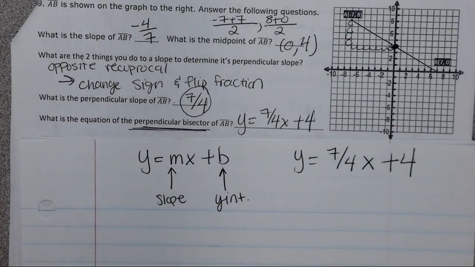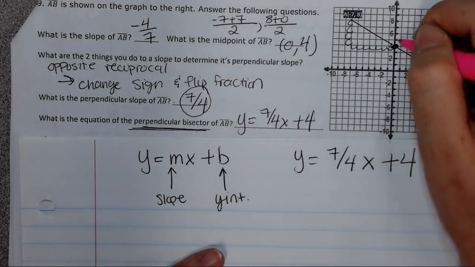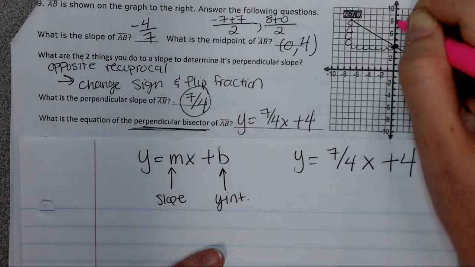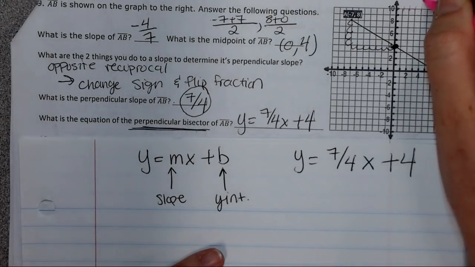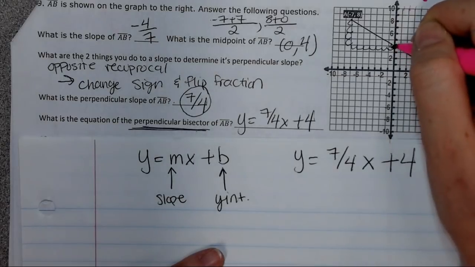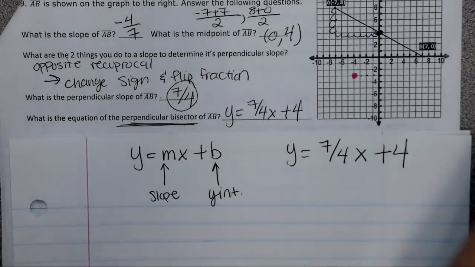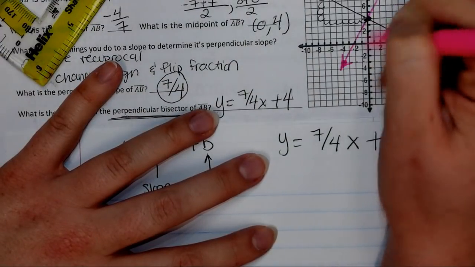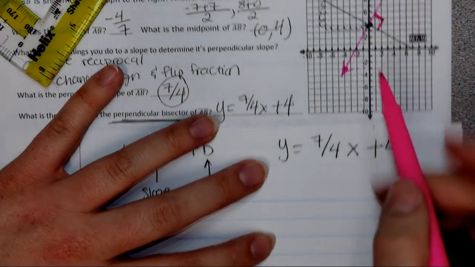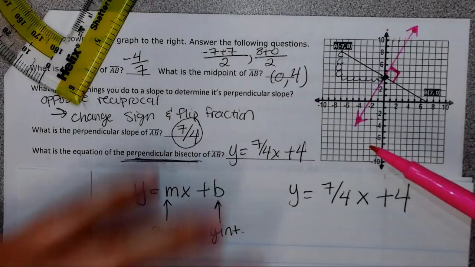And just to show you what that looks like, if we have a point here, the slope is 7 over 4, so that means we go up 7, 1, 2, 3, 4, 5, 6, 7, and over 4. So that would be another point on that line. And then we could go backwards, 1, 2, 3, 4, 5, 6, 7, 1, 2, 3, 4. And you can see that this line makes a right angle with this one, and it's going through the midpoint. So that's how we know it's a perpendicular bisector.